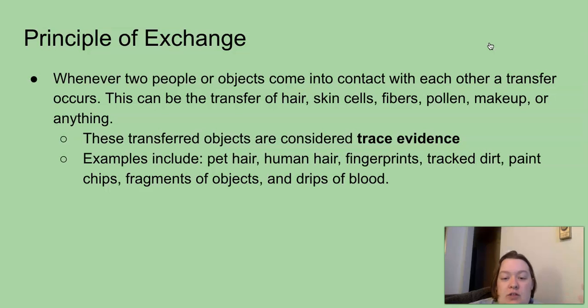Material is transferred. These transferred materials or objects are considered trace evidence. And examples of trace evidence could be pet hair, human hair, fingerprints, tracked dirt, paint chips, fragments of objects, and drips of blood. So I know some examples, and this is for crimes, but also just in everyday life.